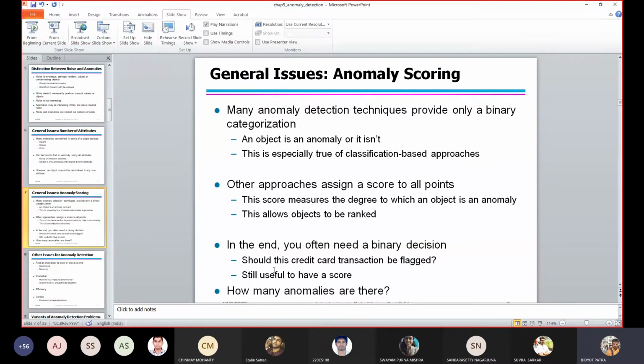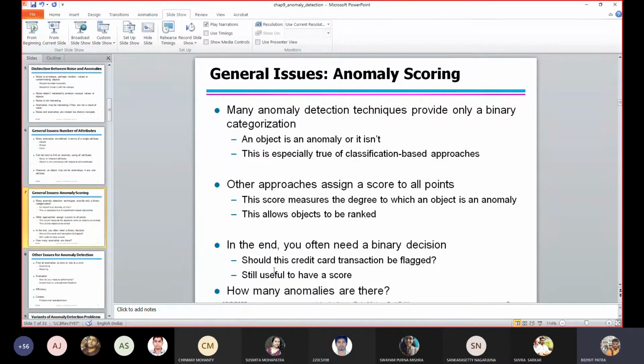And then based on the score, we identify whether the point is an anomaly, and if it is an anomaly, to what degree this point or object is anomalous. So you often need a binary decision: should this credit card transaction be flagged or not? Still, it is useful to have a score. Both are quite useful in many applications.